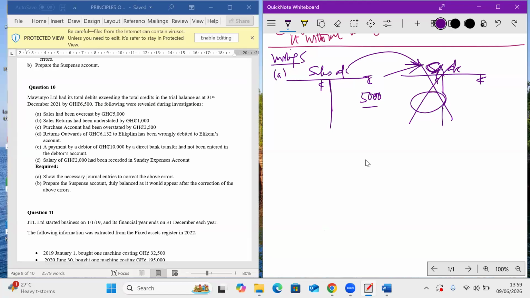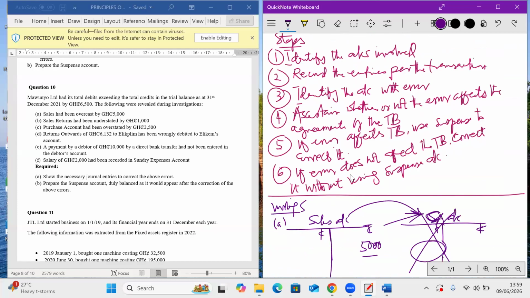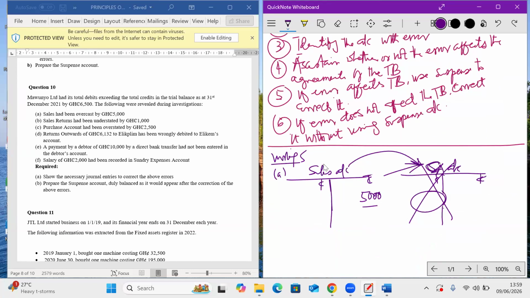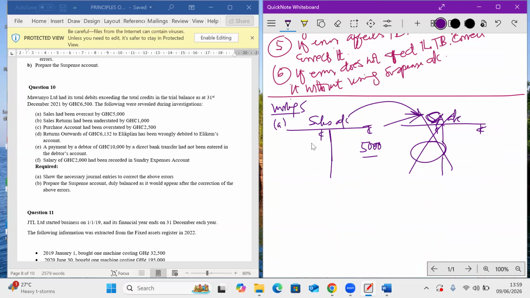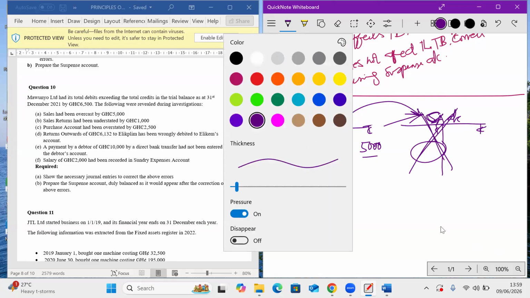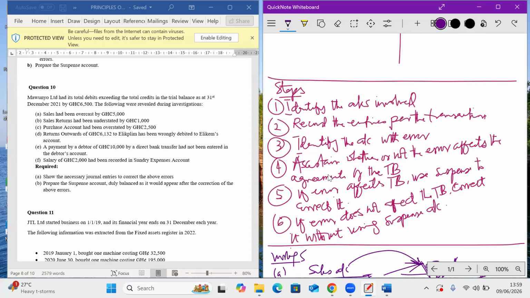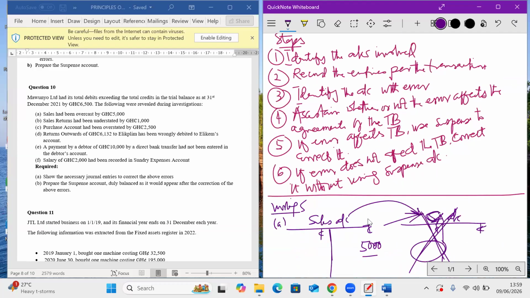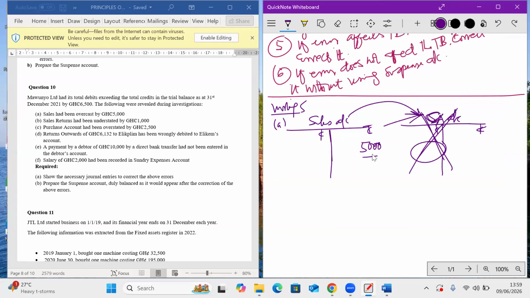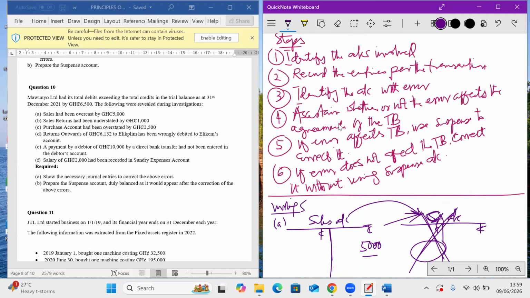Yes. Now, let's go to the next step. What you have just done is record the entries per the transaction. What is the next step? Identify the accounts with error. Between this sales account and the other account, which one has the error? The sales account. That's why I've canceled the other account. It doesn't have an issue. It's the sales which has the issue. Let's go to the fourth step. Ascertain whether or not the error affects the agreement of the trial balance. Does this error affect it? Yes, it does.